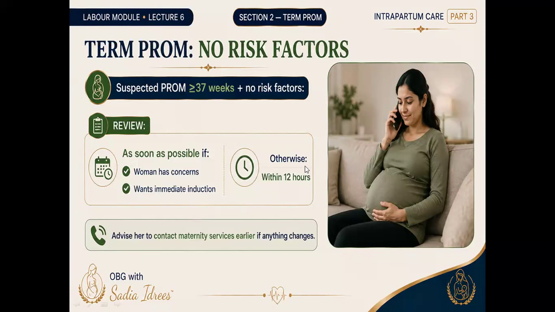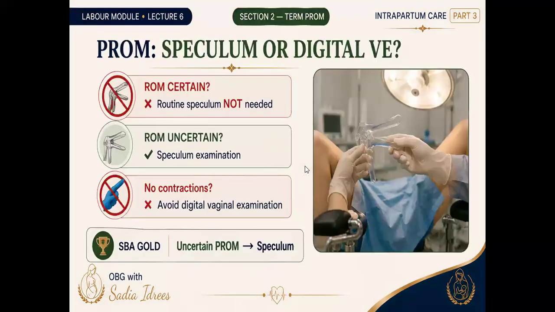So don't interpret within 12 hours as ignore everything until 12 hours have passed. If she develops bleeding or reduced fetal movement or offensive or abnormal discharge, a fever, pain, or simply becomes concerned, she should contact the maternity services earlier. Now, once she arrives, a very common exam question appears: how are you going to confirm that the membranes have actually ruptured?